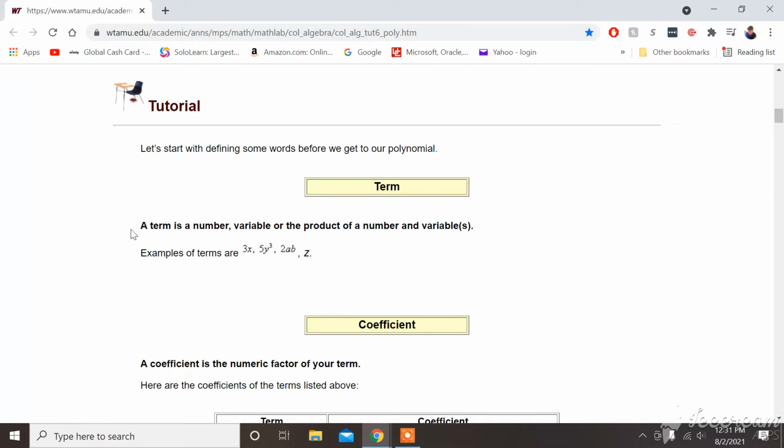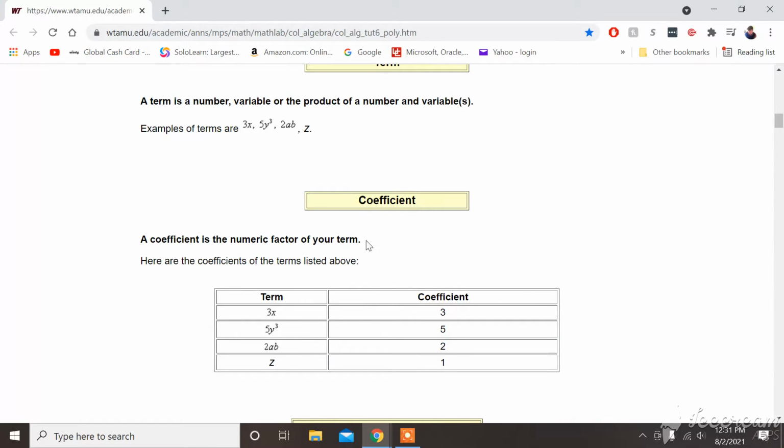Term. A term is a number, variable, or product of a number and variables. Examples of terms are 3x, 5y to the third power, 2ab, z. Coefficient. A coefficient is the numeric factor of your term.